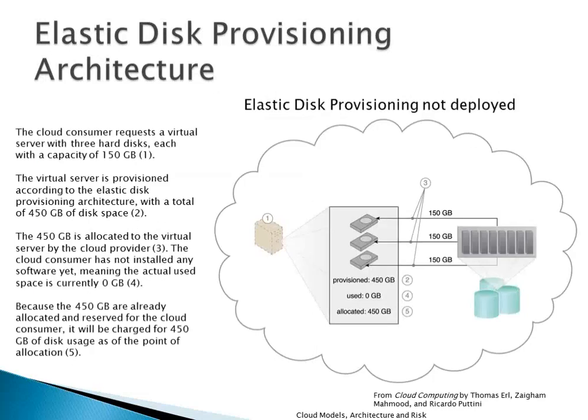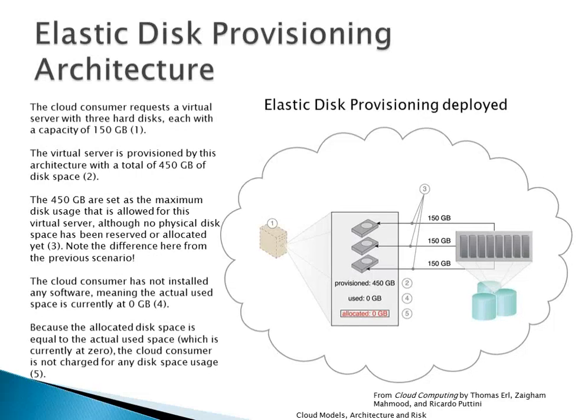So here's how it works when it's not deployed. We've got a server with 3 hard disks, each with a capacity of 150 gig, so a total provisioned size of 450 gig. That's our disk space. We have used none of it at this stage, nothing in the storage, even though we've provisioned the 450 gig. Because it's been allocated and reserved, we will be charged for the 450 gig of disk usage at the point of allocation. So we're paying for it whether we use it or not. That is the way a lot of people buy their storage.